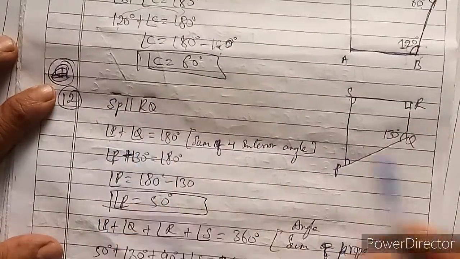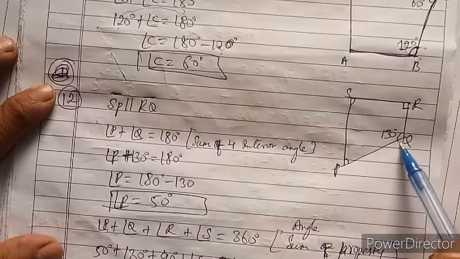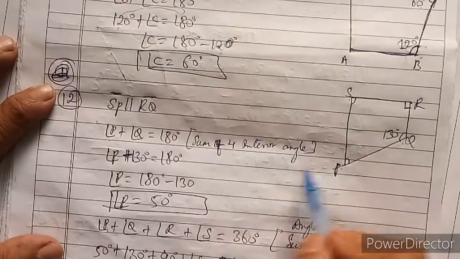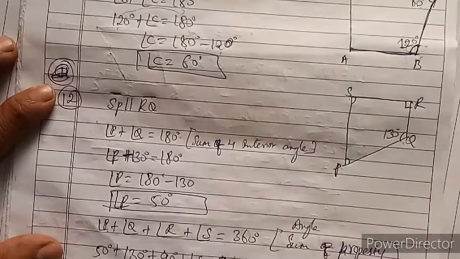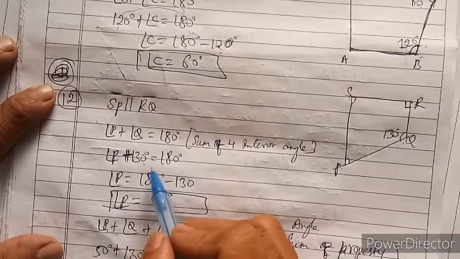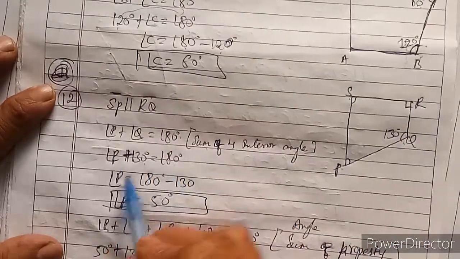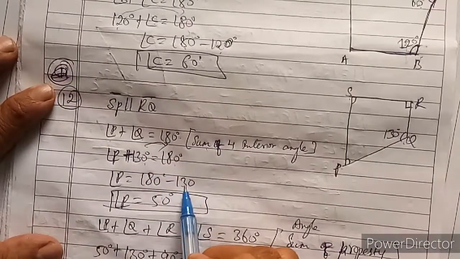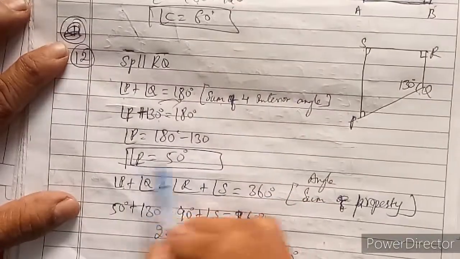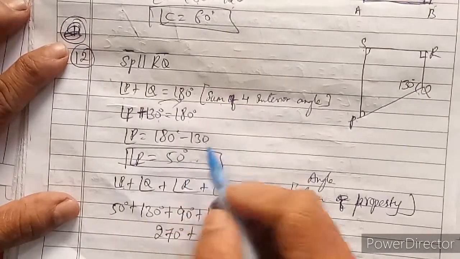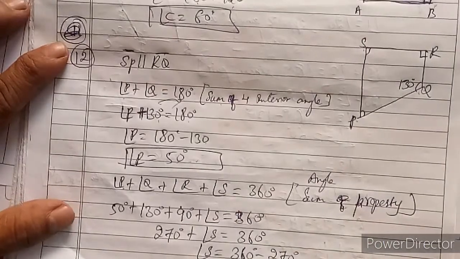Angle P plus angle Q is equal to 180 degrees, the sum of co-interior angles, right? Angle P plus angle Q, which is 130 degrees, is equal to 180 degrees. Angle P is equal to, if I transpose this side, 180 minus 130 degrees. So angle P is equal to 180 minus 130, it becomes 50 degrees.